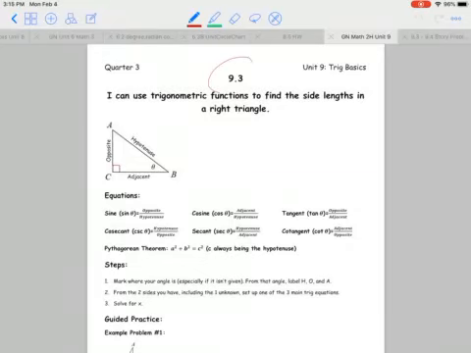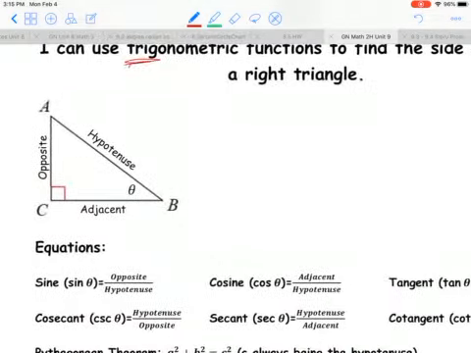Okay, 9.3 is talking about trigonometry. So we're finally getting into what this unit is all about. Trig works with right triangles. Okay, they have to have the right angle.